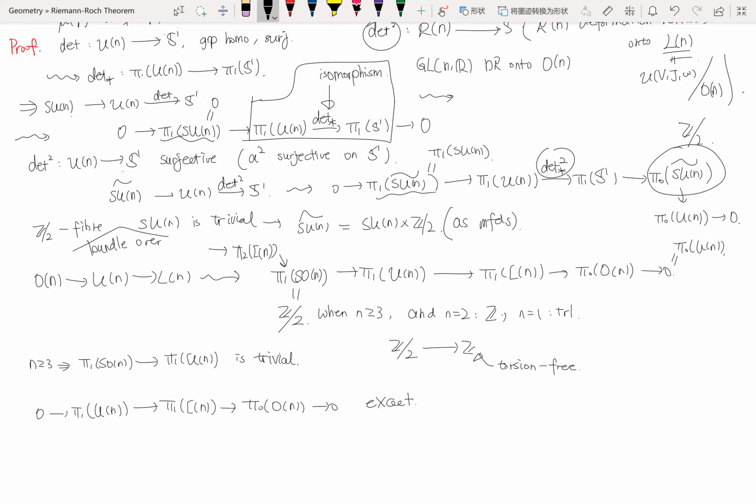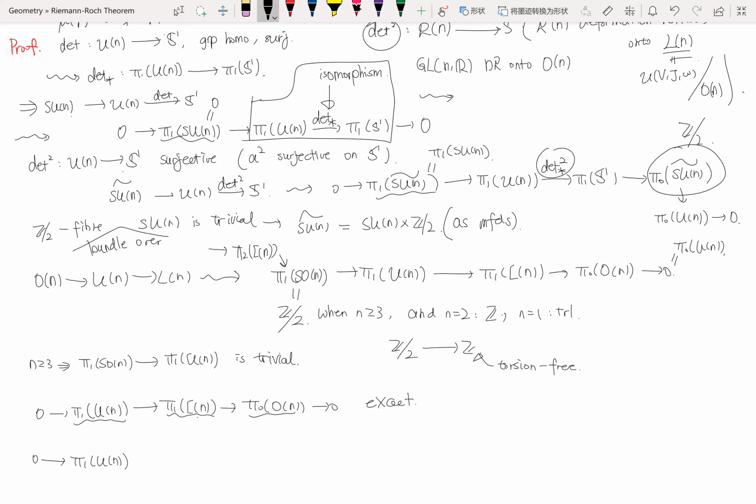But we still don't know if it is determinant squared. But we still don't know the fundamental group of pi 1, and we only know that it is an extension of Z and Z quotient by 2, and there are many possibilities. So we still need another method.